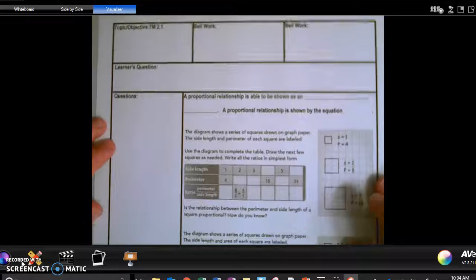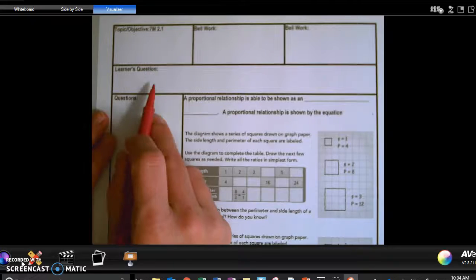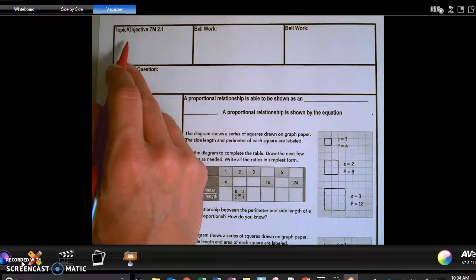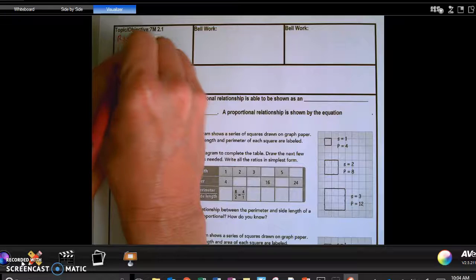Welcome, seventh graders. Today we are looking at Digits topic 2.1. And so our objective for today is to recognize a proportional relationship in a table.